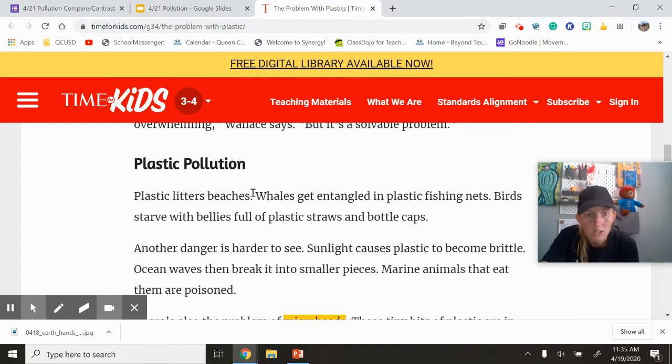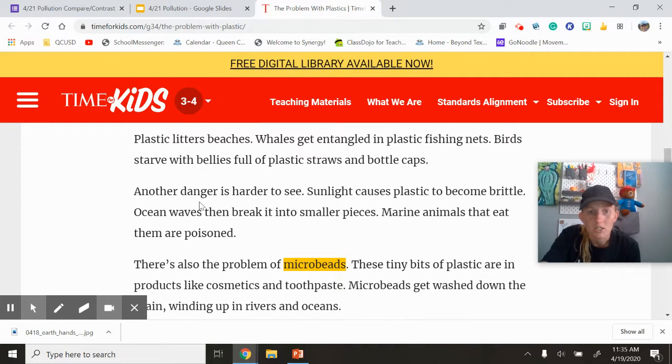Plastic litters beaches. Whales get entangled in plastic fishing nets. Birds starve with bellies full of plastic straws and bottle caps. Another danger is harder to see. Sunlight causes plastic to become brittle, and ocean waves then break it down into small pieces. And marine animals, that means ocean animals, that eat them are poisoned. So plastic can almost crumble, and it creates these tiny little pieces that get into the ocean, and they're just floating around, and the animals think that they are food, and then they eat them. There is also a problem of microbeads.